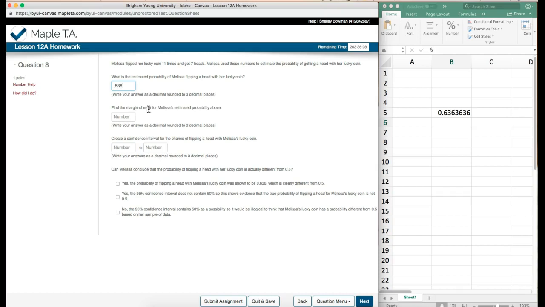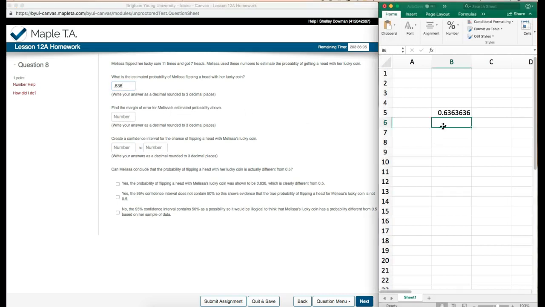The next one is find the margin of error for Melissa's estimated probability above. To find margin of error, or what I like to call MOE, the formula is 1 divided by the square root of n, n being the total. And if I wanted to find my sample statistic, that's just x divided by n, which is what we did for this one. X being the characteristic that we're interested in, and n is still the total number. So MOE is a squirt. I know it sounds silly, but if you can give yourself a mnemonic to help you remember that, then it'll speed you up. So 1 divided by squirt, or square root.